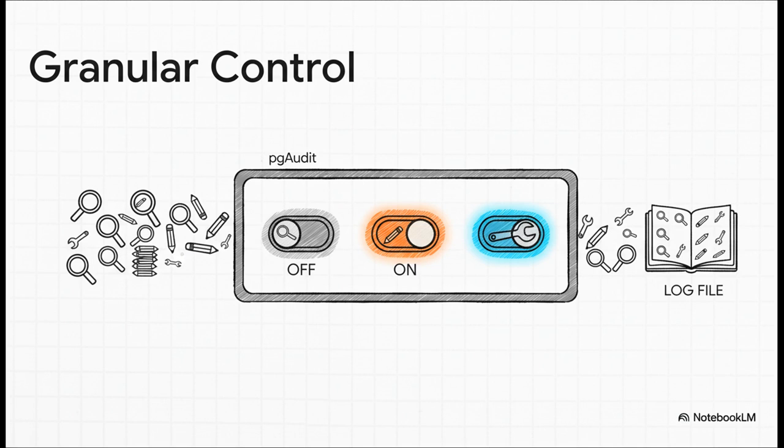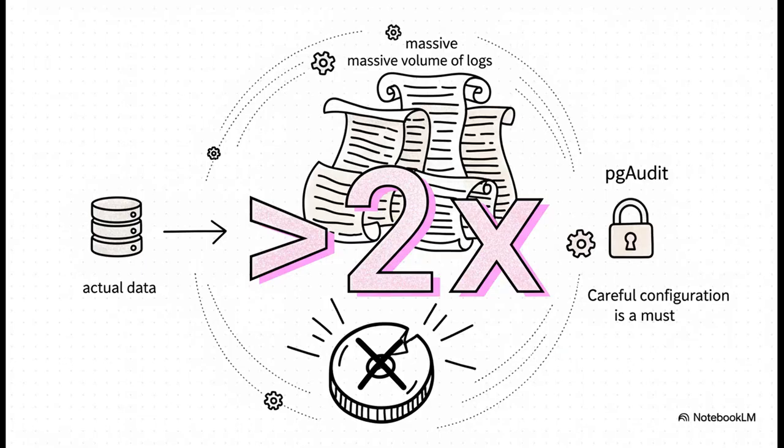That granular control is absolutely key to getting the signal you need with all the noise. But, and this is a big but, with great power comes great responsibility. If you just turn everything on, PG Audit can create a ton of logs. We're talking logs that can be several times larger than the actual data in your database. And that can chew through your disk space and put a real drag on performance, so you've got to be smart about how you configure it.